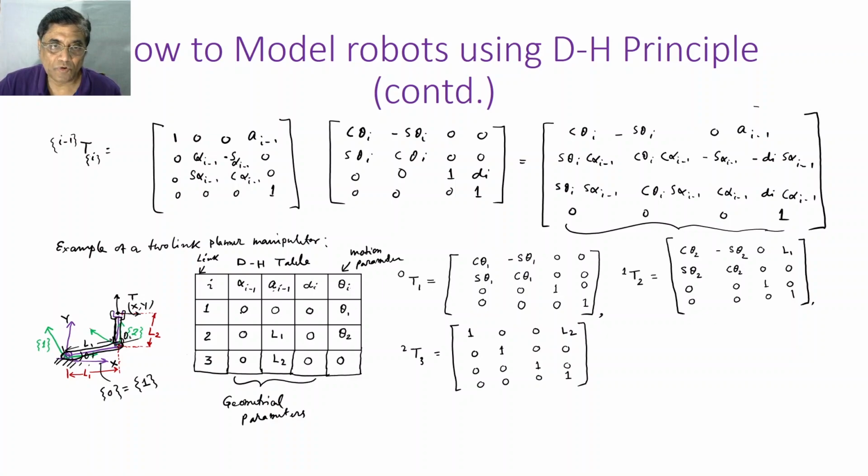So what will be the alpha? Alpha is between two z-axes and they are overlapping, so it is 0. What is a i minus 1? That is the common normal, the distance between two successive z-axes, and where the z-axes are overlapping, it will be 0. What is di? di is the distance between two successive common normals. The question doesn't arise here to have any, when a common normal is not there. Okay, so it is also 0.